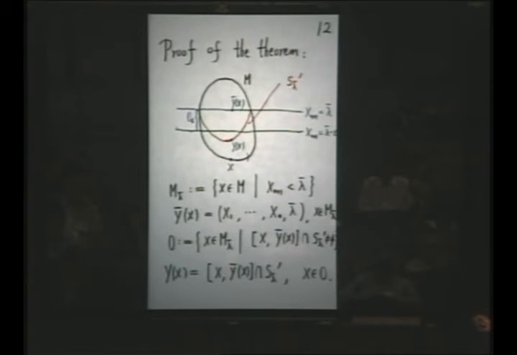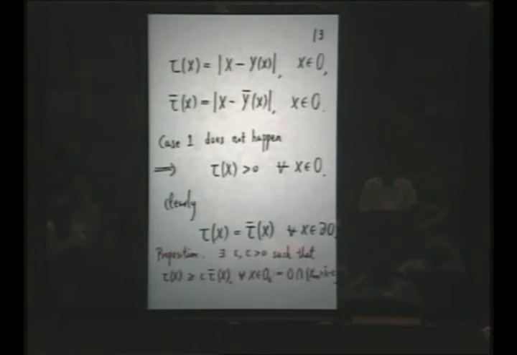The function tau is defined by taking x, going straight up to y of x, and measuring the distance. That's tau of x. So tau of x is a smooth function. And on the boundary of O, the value of tau is zero, because on the boundary they become the same. Wait a minute, this is not tau bar. Okay, forget about what I said.